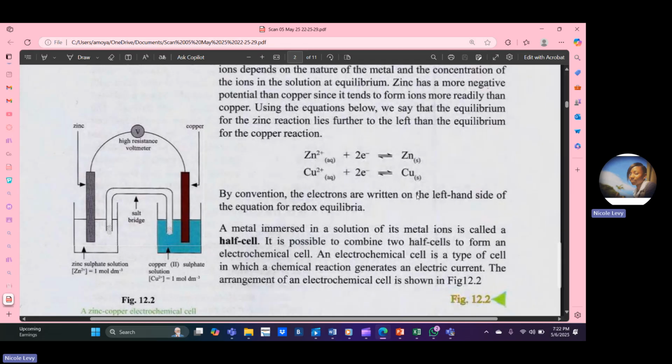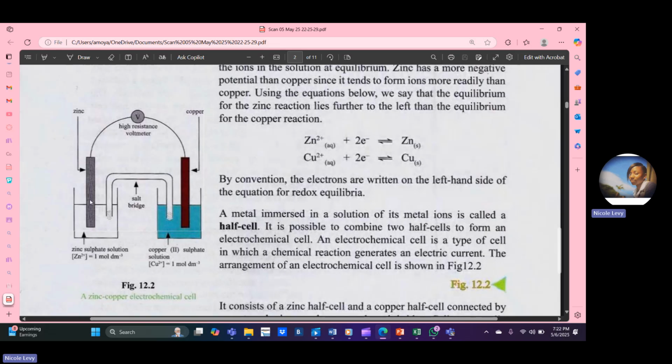All right, so when you're writing the electrons, they are written on the left-hand side of the equation for redox equilibria. So for redox equilibria, you put in the electrons on the left-hand side.